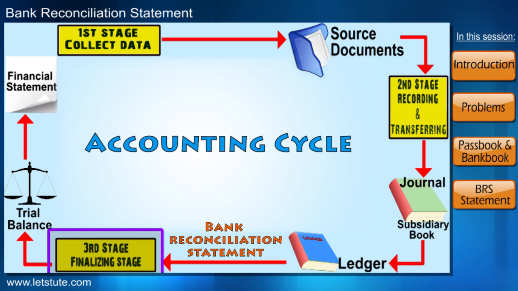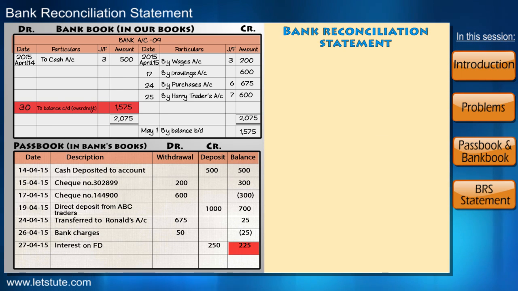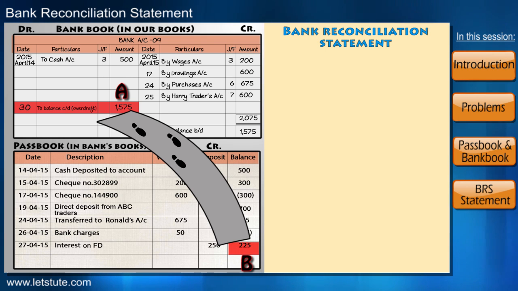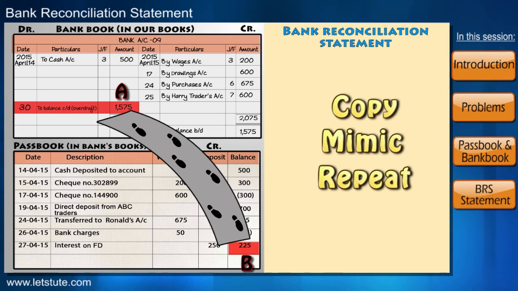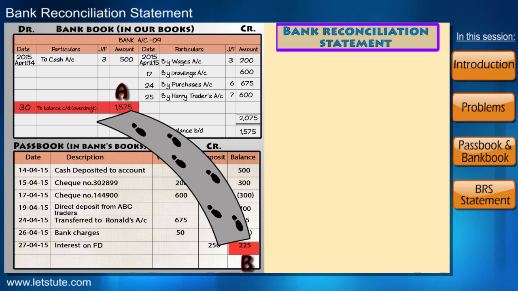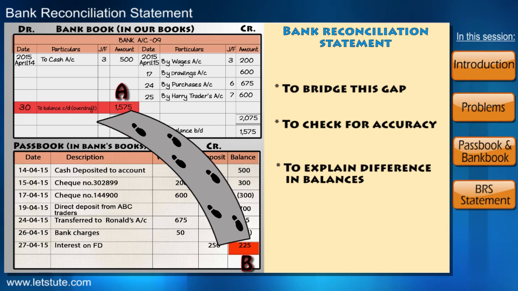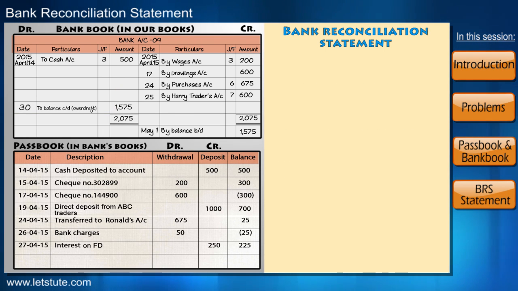So let's take a look at our bank book and the bank passbook. We see that the balances are not matching. So to travel from point A to point B, to reconcile, we have to copy or mimic or repeat what the bank has done. Just follow their footsteps. We are not making any changes in any of the books as of now. We are just preparing this BRS statement to bridge the gap, to check for accuracy and to explain this difference in balances. So we have to think like an accountant from the business point of view.